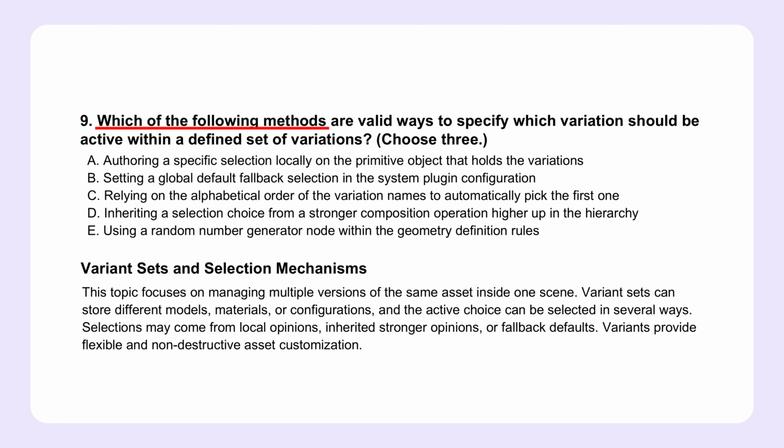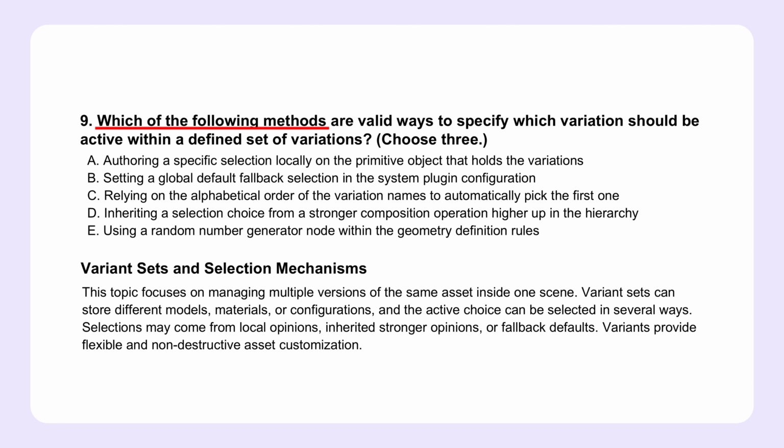Chaos is bad. Yes. Option C, relying on alphabetical order, is disastrous. Imagine an artist names variations damaged and pristine. Alphabetically damaged is default. Okay. If someone renames it to Z-damaged to sort it at the bottom of a list, suddenly every prop in a 10,000 frame render flips to pristine. You can't base active pipeline assets on simple spelling. Yeah, that sounds awful. And Option E, using a random number generator, that violates the need for predictable behavior. You don't want your props randomly changing color every time you open the file.